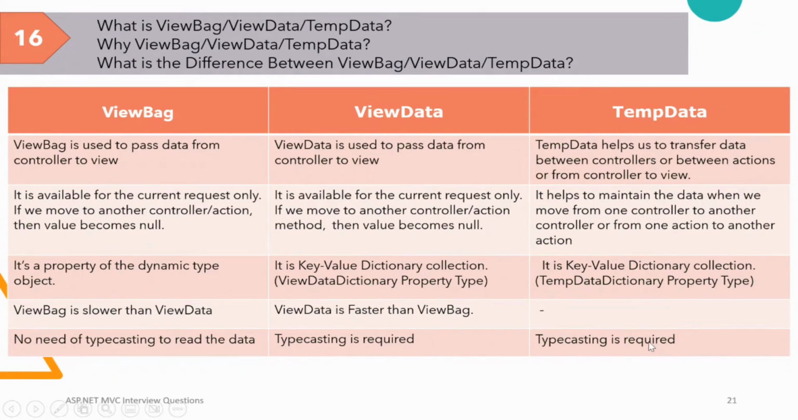When we pass value using ViewData and TempData, we need to typecast in the view page, but ViewBag is a dynamic type, so no need to typecast in the view page. At runtime, internally typecasting will occur, so ViewBag is slower than ViewData.